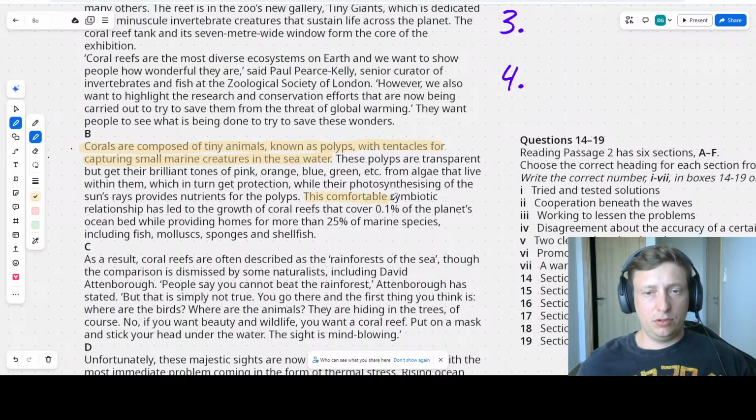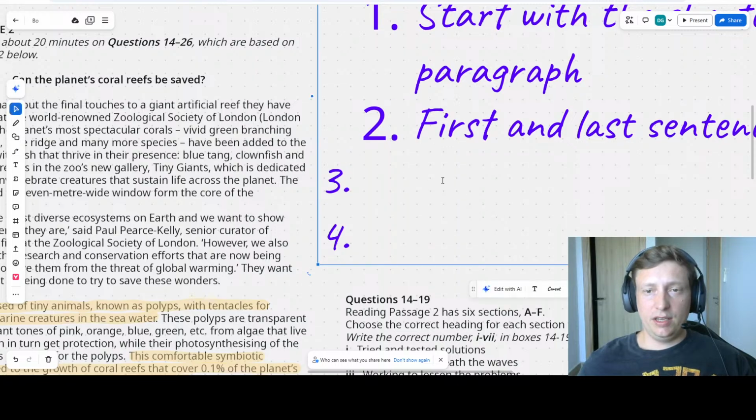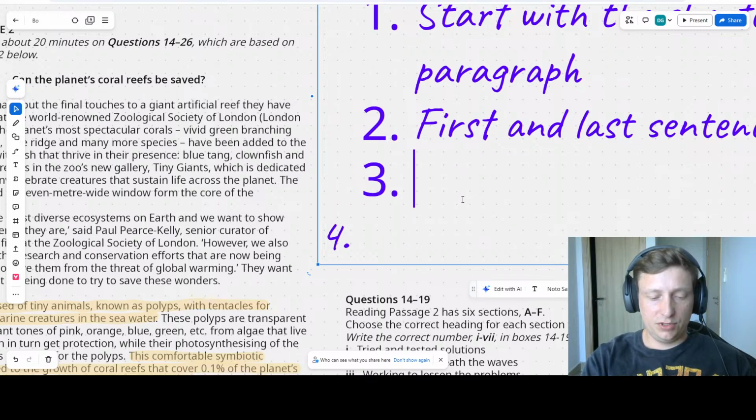So this comfortable symbiotic relationship has led to the growth of coral reefs that cover 0.1% of the planet's ocean bed, while providing homes for more than 25% of marine species, including fish, sponges, and shellfish. Okay, quite a long last sentence, but still. So this brings me on to point number 3. After we've read the first and the last sentence, we want to give them their own title.